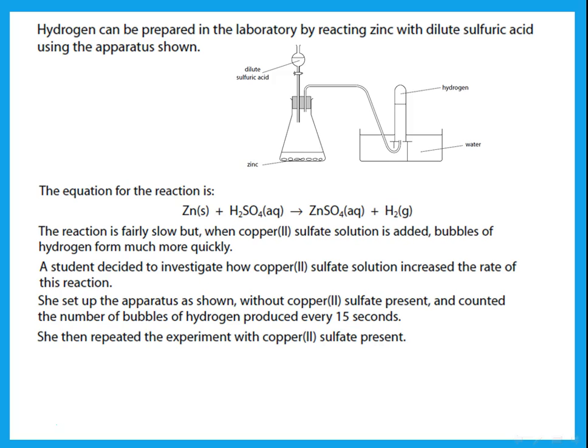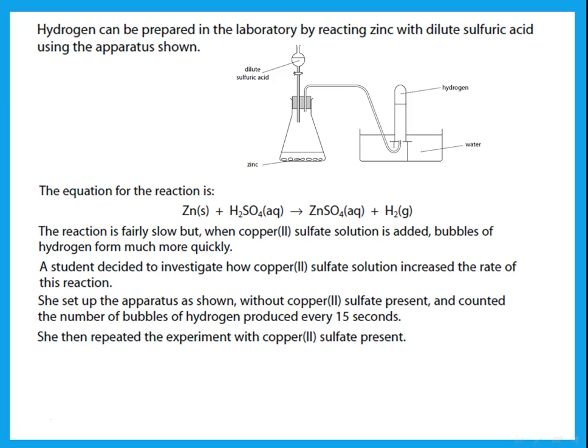Okay. The next experiment says hydrogen can be prepared in the laboratory by reacting zinc with dilute sulfuric acid using the apparatus shown. The equation for the reaction is this. The reaction is fairly slow, but when copper 2 sulfate is added, bubbles of hydrogen form much more quickly. That must mean that copper sulfate is a catalyst. Okay, a student decided to investigate how copper sulfate solution increased the rate of this reaction.